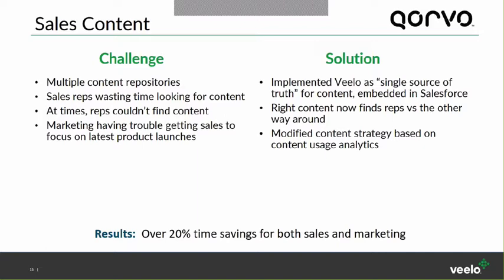They've reduced the wasted time looking for content. And now they're able to also modify their content strategy because they have analytics on who is using what is helping deals move through the pipeline. They've been able to eliminate content that's not being used, and they've been able to double down on the types of content that is being used and actually helping to win deals.